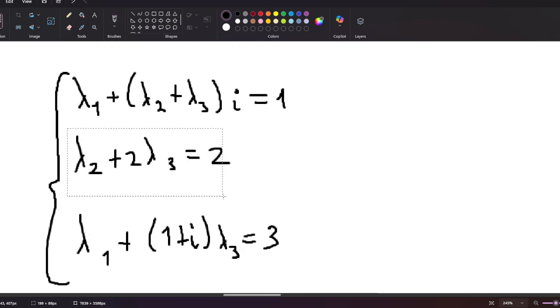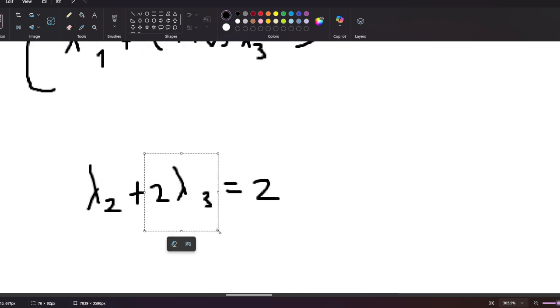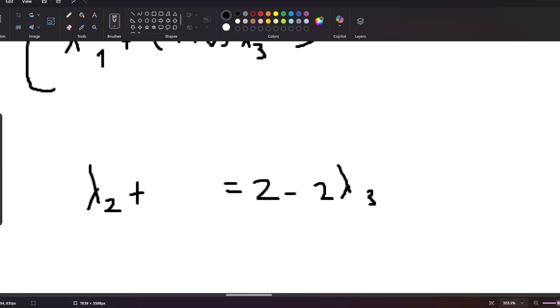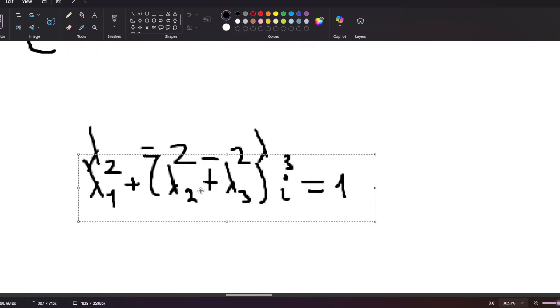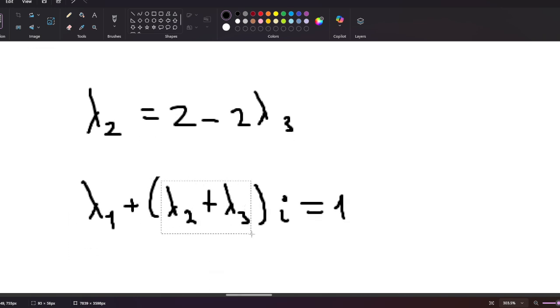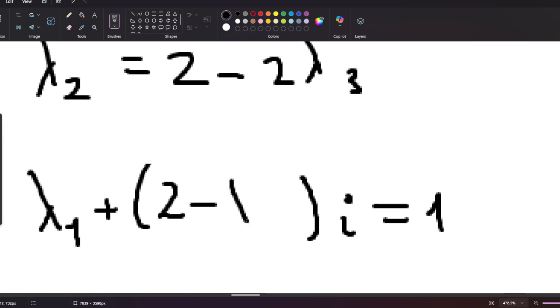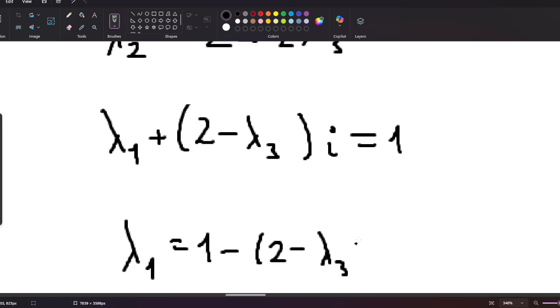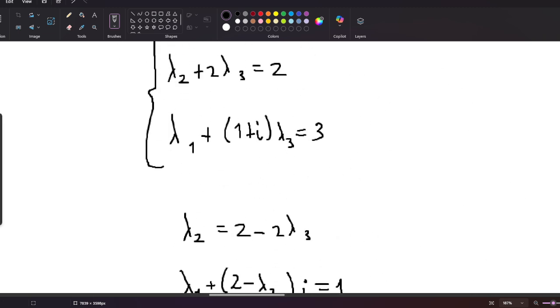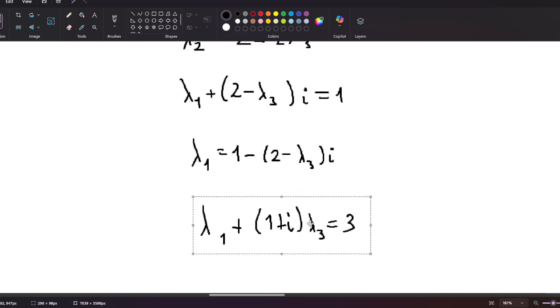Okay, so again, let's begin with this part because it's the easiest to express overall. So we have that lambda 2 is going to be just 2 minus 2 lambda 3. So now it's easy to work with this sum here. In the brackets, we have 2 minus lambda 3. So now we can express lambda 1 as 1 minus the difference between 2 and lambda 3, times i. Now finally we can plug it into the last part of the system.